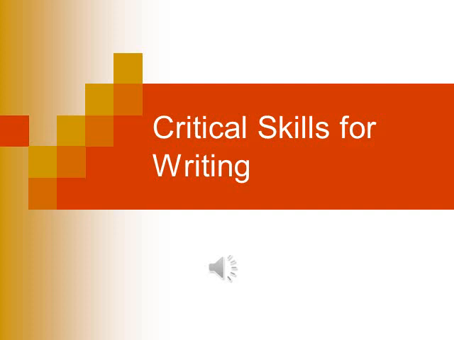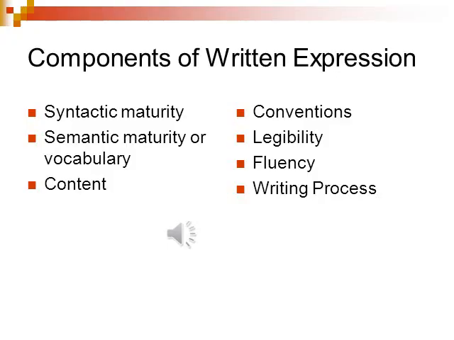This presentation will review the critical skills for writing and common measures for each of those skills. Although there hasn't been a national writing panel established yet, looking at the research, there are 7 key areas that are important components for written expression. And these include syntactic maturity, semantic maturity, which is vocabulary, content, the conventions of writing, legibility, fluency, and the writing process. And we're going to talk about each of these a little more.